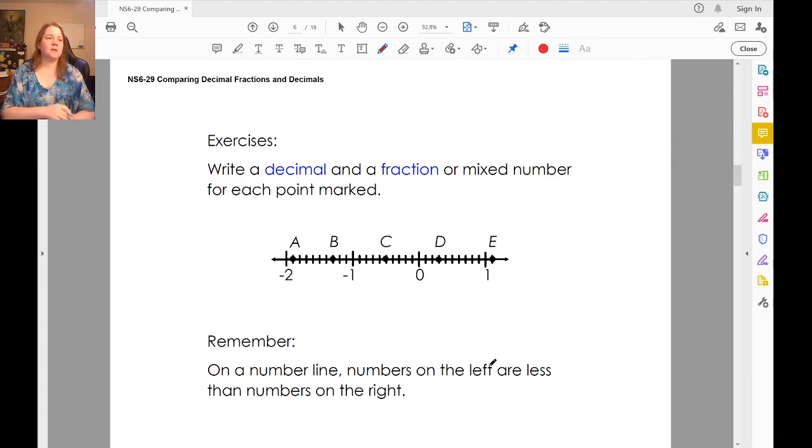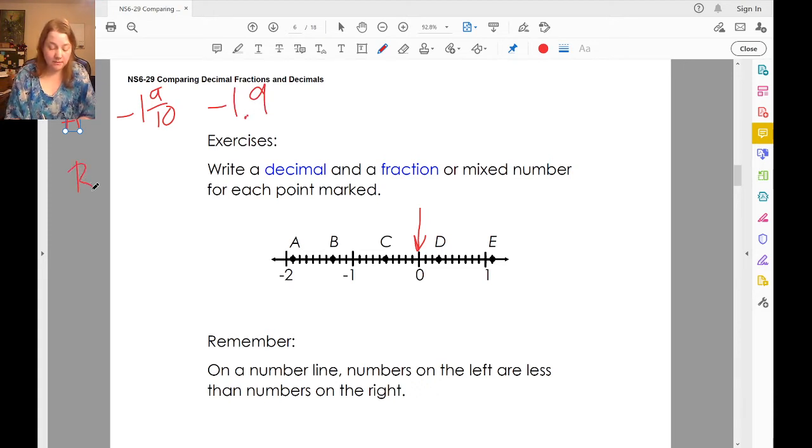Welcome back. So if 0 is here, let's go ahead and find where letter A is. For letter A, that's going to be 1 full jump and 9 tenths of another jump. So that's negative 1 and 9/10 away from 0, or negative 1.9. Letter B is 1 whole jump in the negative direction plus 3 more tenths. So negative 1 and 3/10, or negative 1.3.